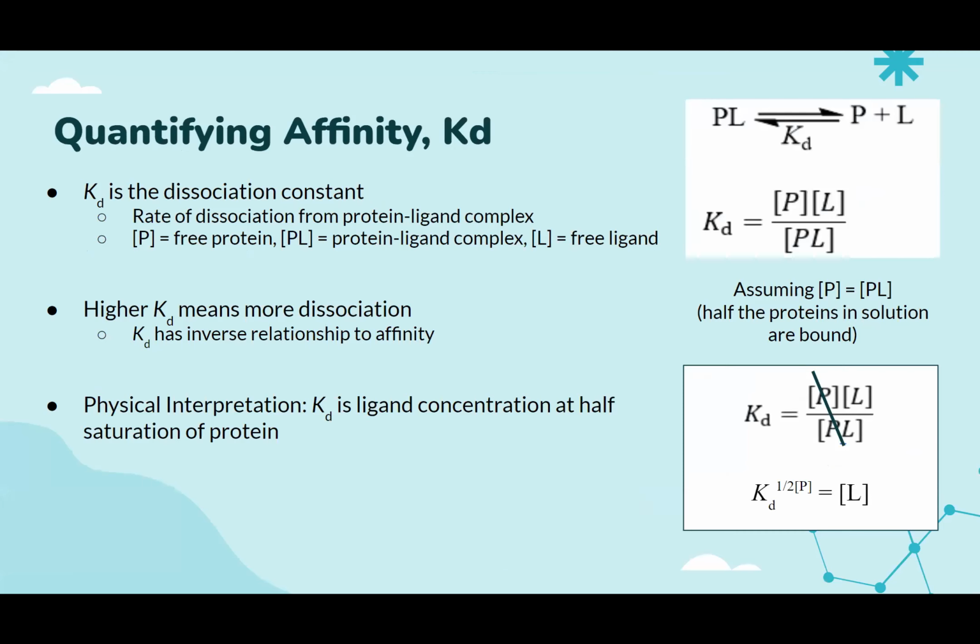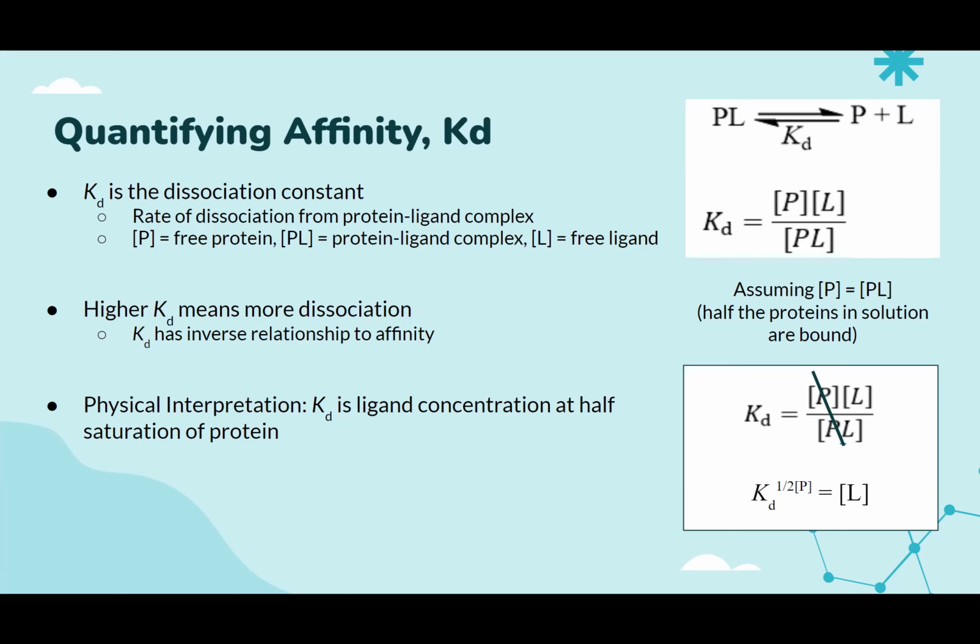So at this point, we're going to talk about KD. KD is the dissociation constant. In a general sense, it's the rate of dissociation of a protein ligand complex. So the greater the KD, the more likely it is to dissociate, or the faster it is to dissociate. If we look at the equation, KD is equal to the concentration of free protein multiplied by the concentration of free ligand divided by the concentration of protein ligand complex.